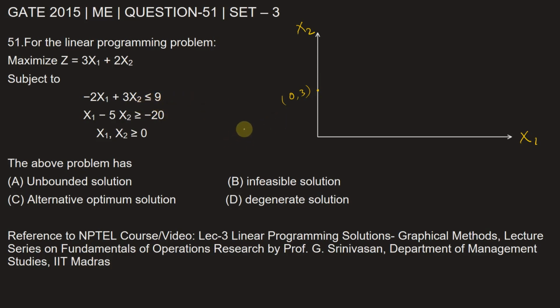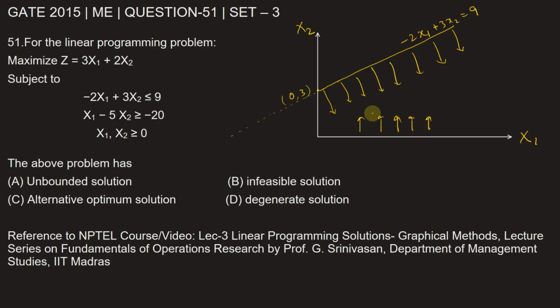So somewhere here, but we are not supposed to go into any other quadrant since it is given that x1 and x2 both are greater than 0. That means it will be in the first quadrant. So this line is negative 2x1 plus 3x2 is equal to 9. Now it is lesser than or equal to 9, so the lesser than condition means it will be below this line. Whatever the values, it must be below this line and of course above this axis, here.